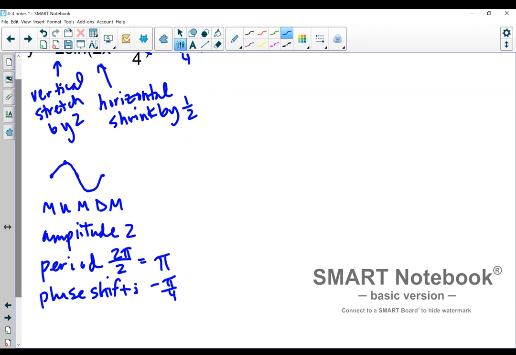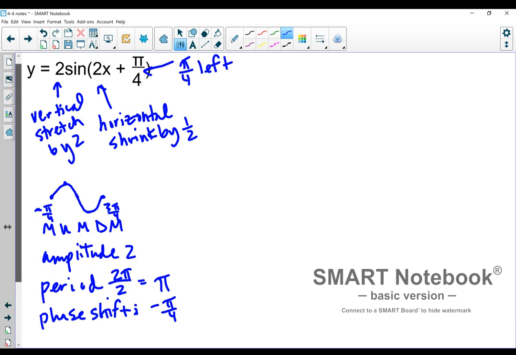So that means this whole graph is going to start at negative pi over 4, and it's going to end pi units later. Negative pi over 4 plus pi would be 3 pi over 4. So that's where it's going to start. That's where it's going to end. So I'm going to want to use fourths when I'm doing this. But again, I'm going to graph the parent function first before I even graph this one. Just know that I need to label by fourths.